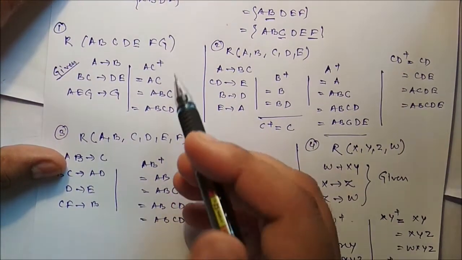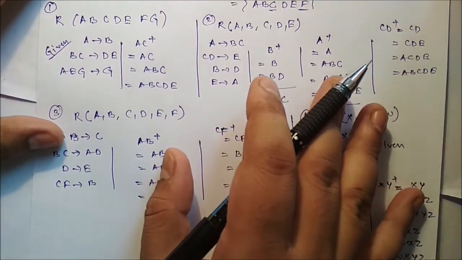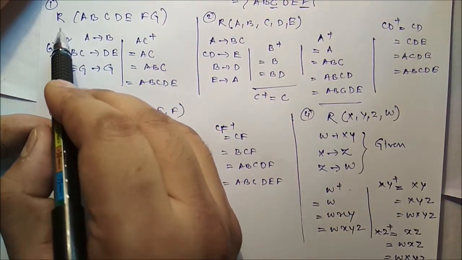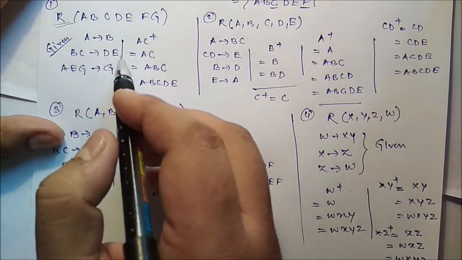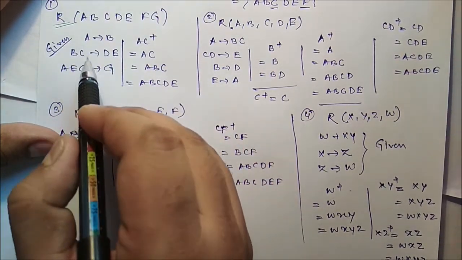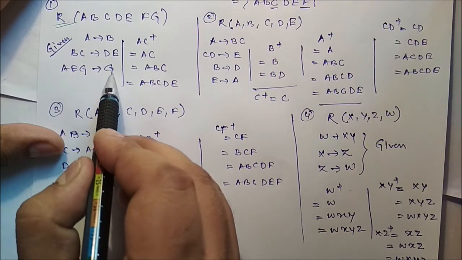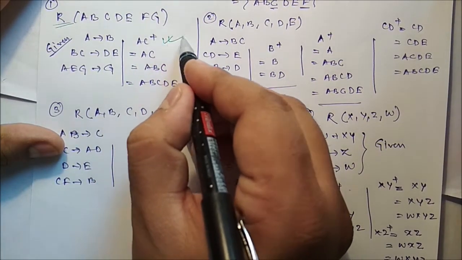Okay, now let's see a set of examples quickly. Say we have attributes A, B, C, D, E, F, G. The given FDs are A → B, BC → D, E → A, and EG → G. We have to identify the AC closure.